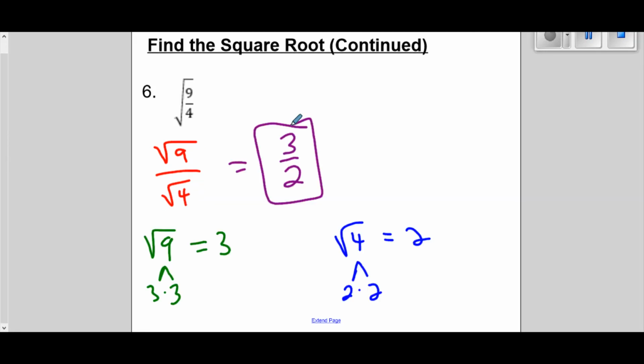Hopefully you paused the video and gave this a try. So in number 6, the square root of 9, the work I did in green for that one. 9 is 3 times 3, so that means the square root of 9 is 3. Then I did the denominator. Square root of 4, well, 4 is 2 times 2, so that means the square root of 4 is 2. So then I could write my fraction as 3/2, because square root of 9 is 3, square root of 4 is 2, so my answer here is 3/2.